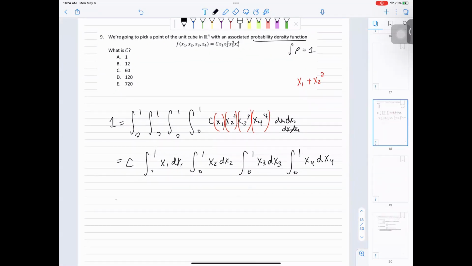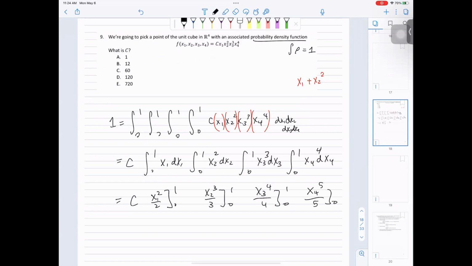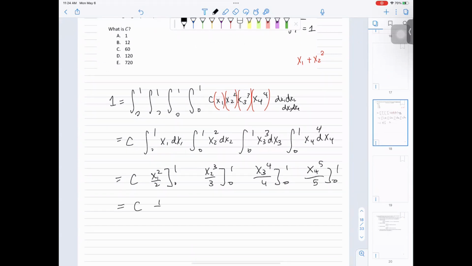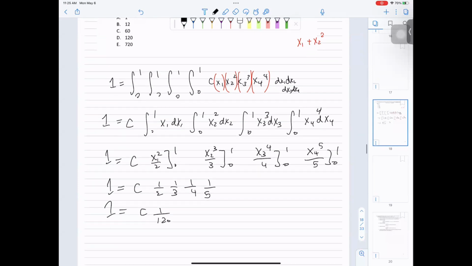Okay, so now we can just evaluate, right? This is x1 squared over 2, 0 to 1, x2 squared, x3 cubed, x4 to the 4th. Okay, x2 cubed over 3, x3 to the 4 over 4, x4 to the 5 over 5. So I get C times 1/2, 1/3, 1/4, 1/5, which is C times 1 over 120, and that all equals 1. So that means that C equals 120.